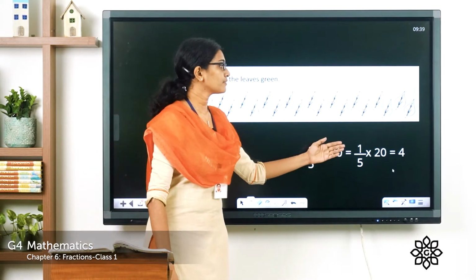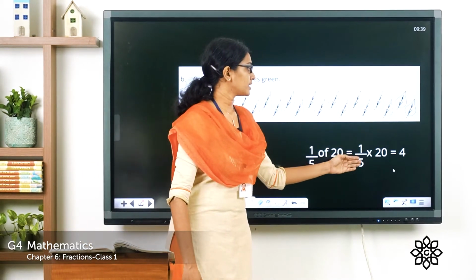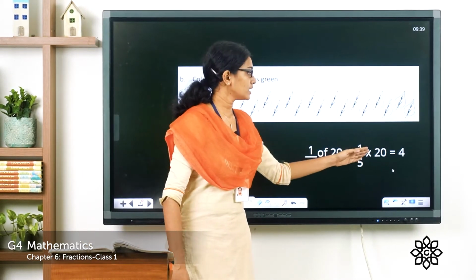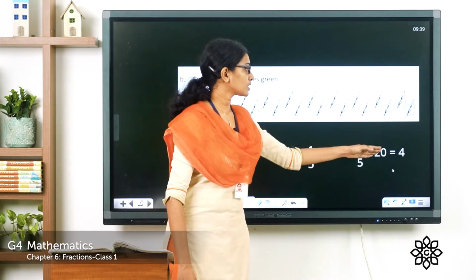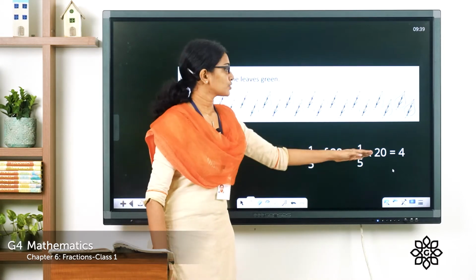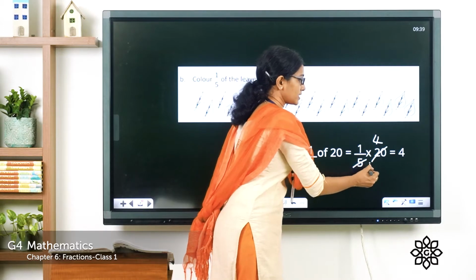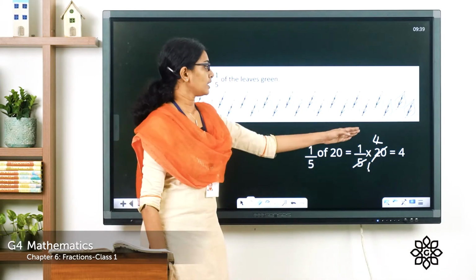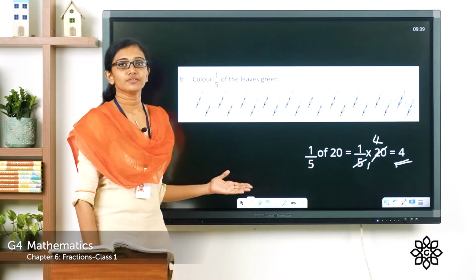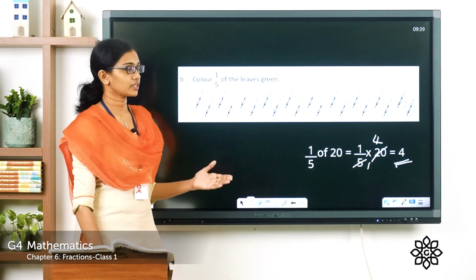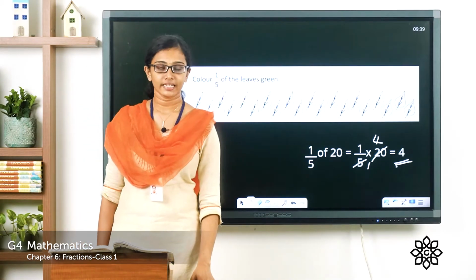It is 1/5 into 20. And what is it? It is 1 into 20 by 5. So 20 and 5 are both multiples of 5. So let's cancel out the common factor. So 20 divided by 5 is 4 and 5 divided by 5 is equal to 1. And 4 by 1 is equal to 4. So how many leaves you have to color here in green? You have to color 4 leaves in green. I hope you have done that correctly as well.